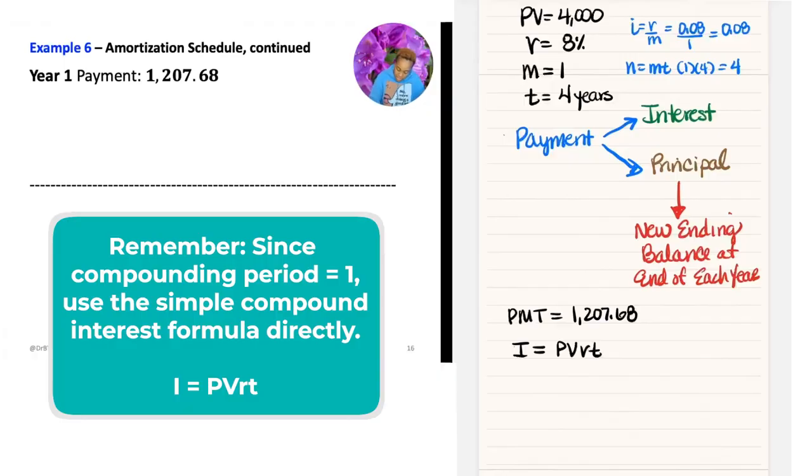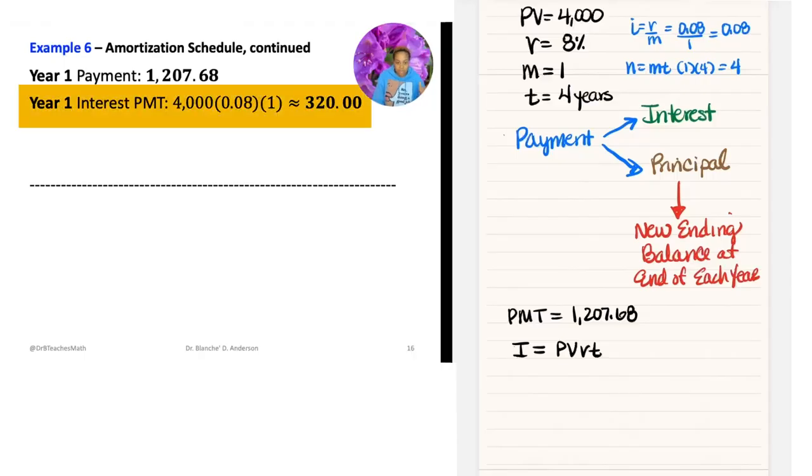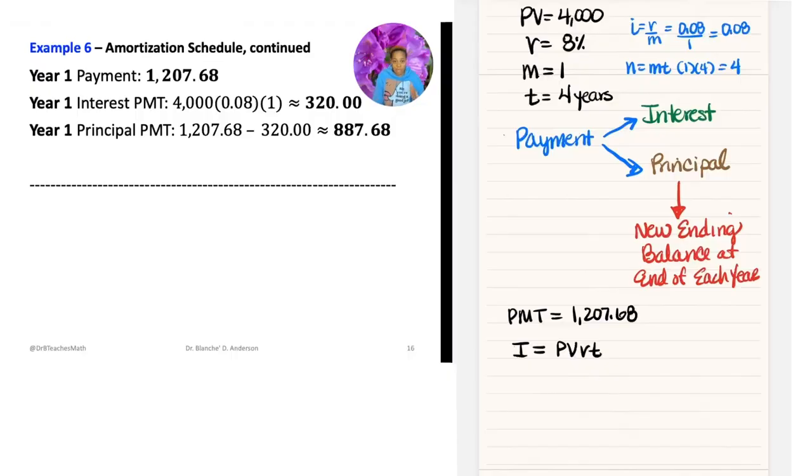This covers the 1 year. So for year 1, you take 4,000 times 0.08, which is the rate, times 1, because it's 1 year. After you say, okay, this is how much interest I have to pay on the 4,000, now you need to say, whatever's left over of my payment, 1,207.68, I'm going to subtract the $320 that goes to interest. When I subtract the interest from the payment, this is how much is going to the principal, because the financial institution is going to get their money. I hope that makes sense.